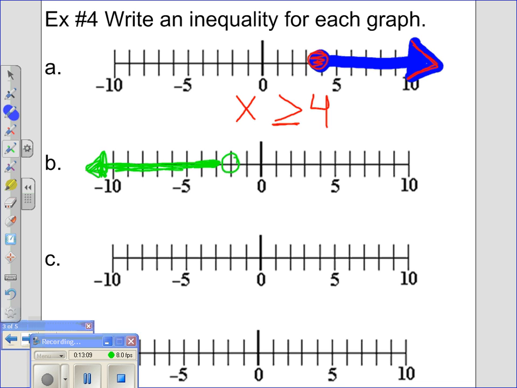There's B. Please do B. There's C. And there's D. Please write the inequalities for B, C, and D. I'll give you a little over a minute to solve these 3 inequalities.